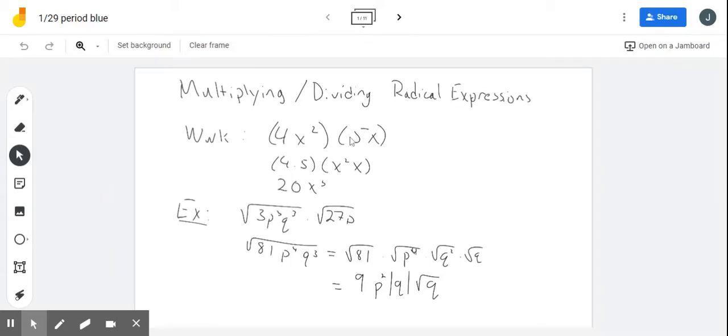Okay, guys, today we're going to be talking about multiplying and dividing radical expressions in this video, and then in a later video we're going to be doing adding and subtracting radical expressions. So much of this is review, so we're going to tie this into what we learned the other day.